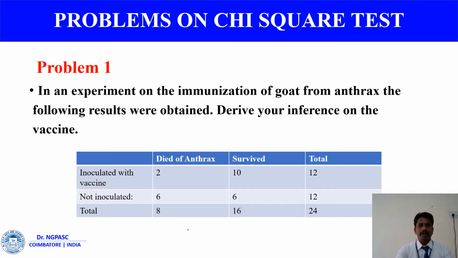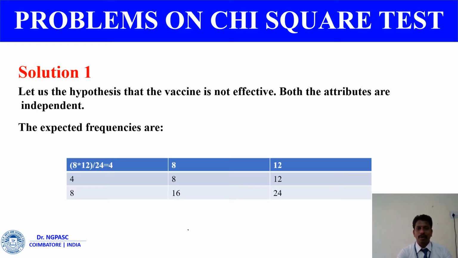In an experiment on the immunization of goats from anthrax, the following results were obtained. Derive your inference on the vaccine. In the given table, died of anthrax: inoculated with vaccine 2, not inoculated 6. The first column total is 8. Survived: 10, 6, second column total 16. The first row total is 12, the second row total 12. The grand total is 24.